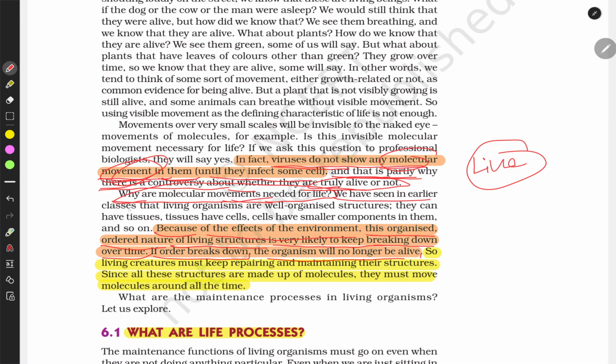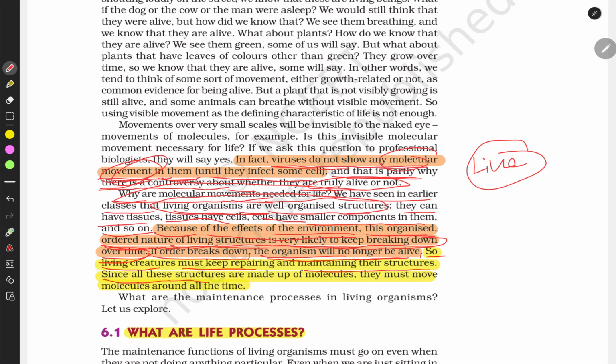We have seen in earlier classes that a living organism is a well organized structure. They have tissues, tissues have cells, and cells have smaller components in them, and so on. Because of the effect of the environment, this organized, ordered nature of living structure is very likely to keep breaking down over time. If this order breaks down, the organism will no longer be alive. So living creatures must keep repairing and maintaining their structures.